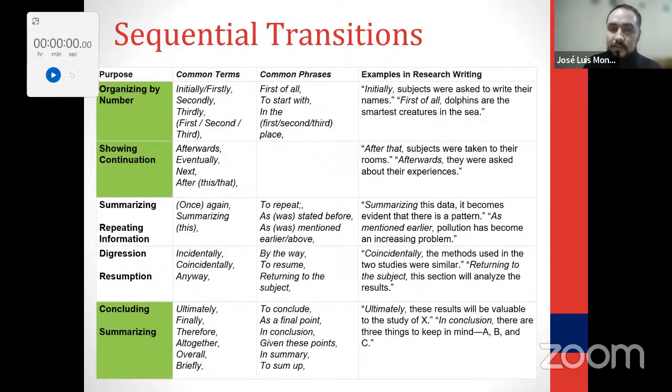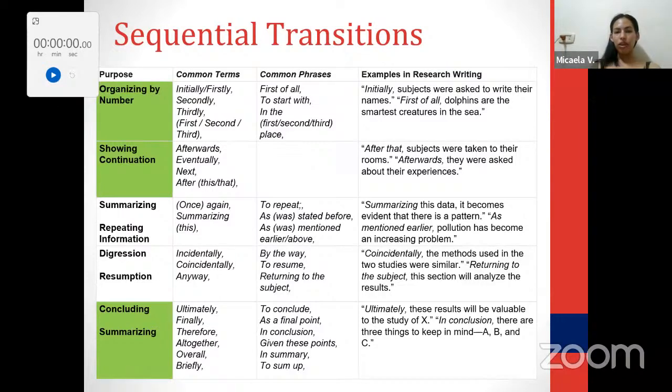Let's read all of them, please, Michaela. Organizing by number, showing continuation, and concluding or summarizing. Okay, organizing by number: initially, firstly, secondly, thirdly, first, second, third.